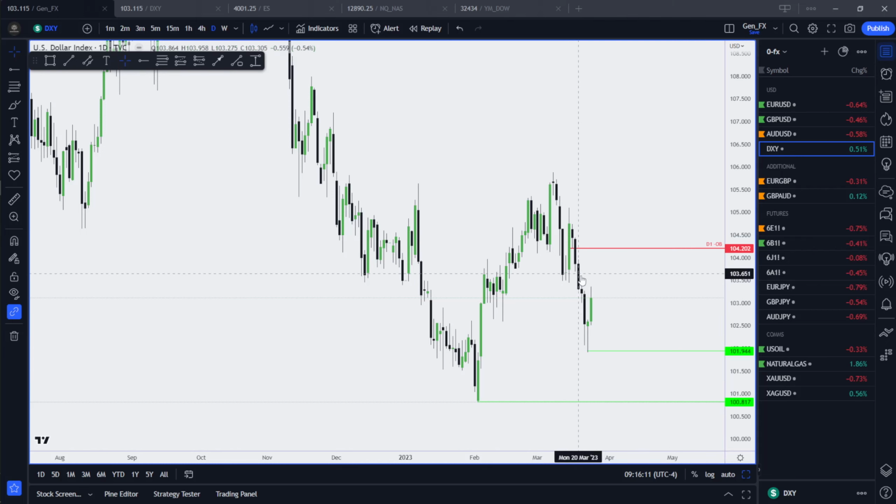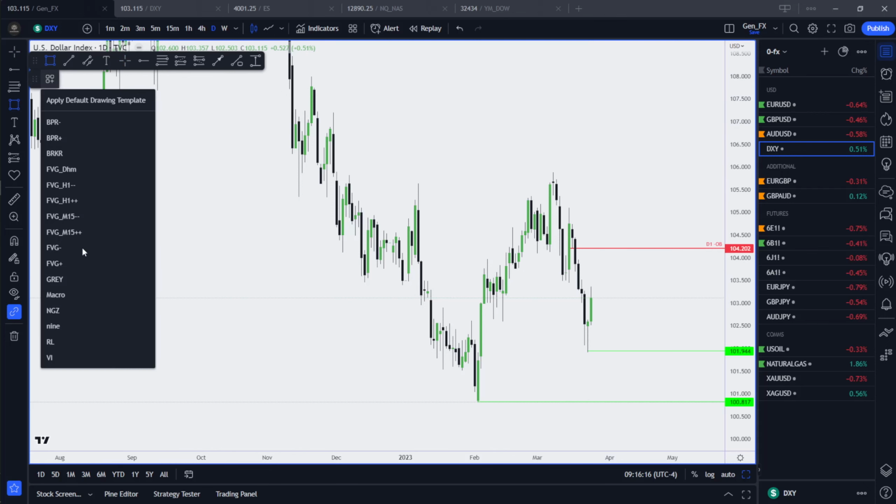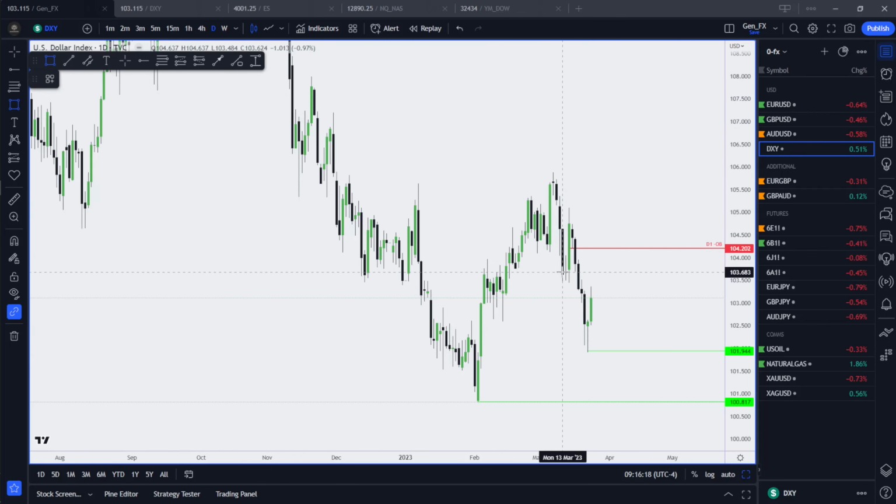Yeah, it can come up to this area there. That's actually fine. If we come up right here, this would actually be an ideal scenario to start looking for continuation again to the downside. So we will see, but I'm looking for a lower dollar. So what does that mean? Lower dollar means that we can continue looking for strength in cable.